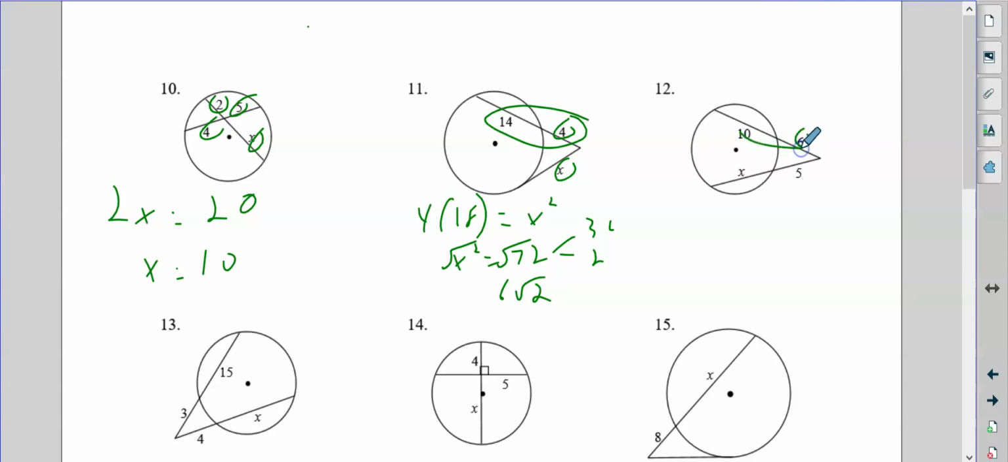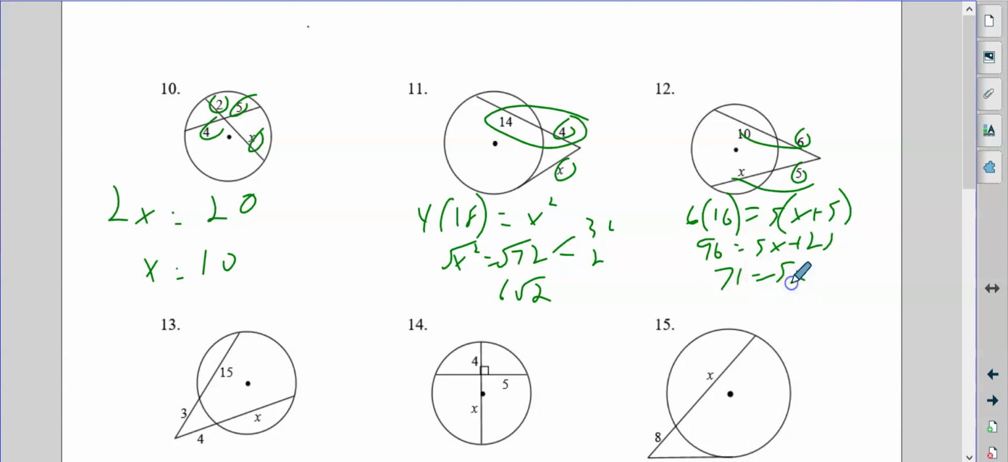Part times the whole equals part times the whole. Remember to put this in parentheses. So 6 times 16 is 96. 5x plus 25. If I subtract 25, I get 71. And if I divide 71 by 5, I get 14.2.